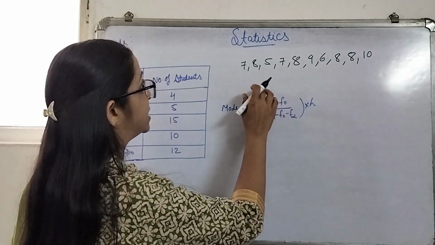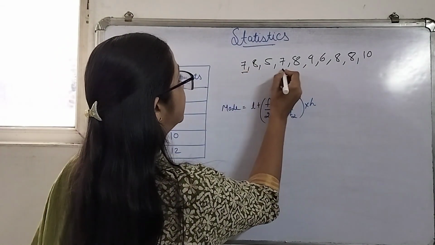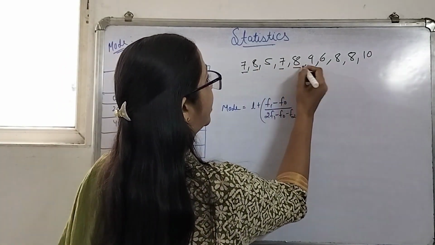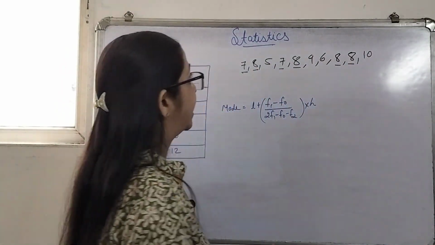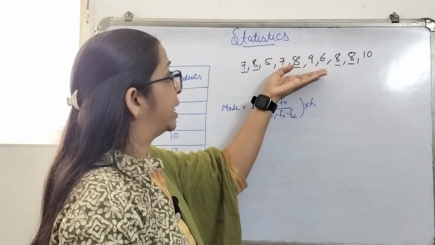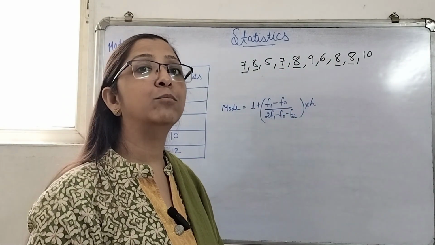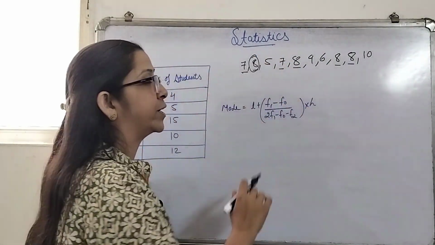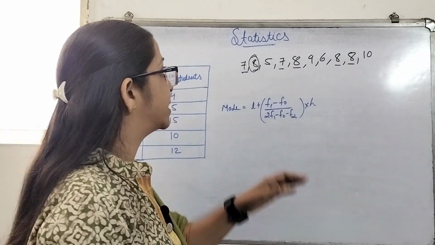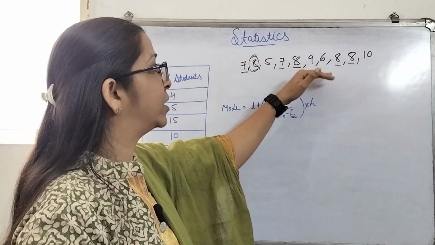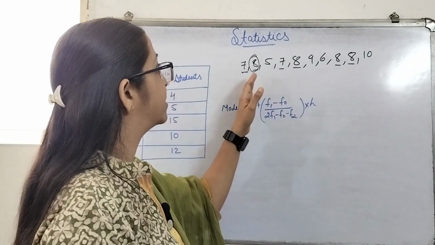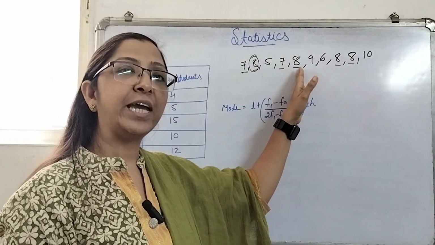Now over here we can see that 7 is coming once, twice. 2 times 7 is coming. 8 is coming once, twice, thrice, or 4 times. 8 is coming 4 times. So 8 is the observation which is occurring most frequently. That's the reason the mode of these observations will be 8. By simply seeing, we can say that this observation is occurring most frequently, so the value of mode will be 8 only.